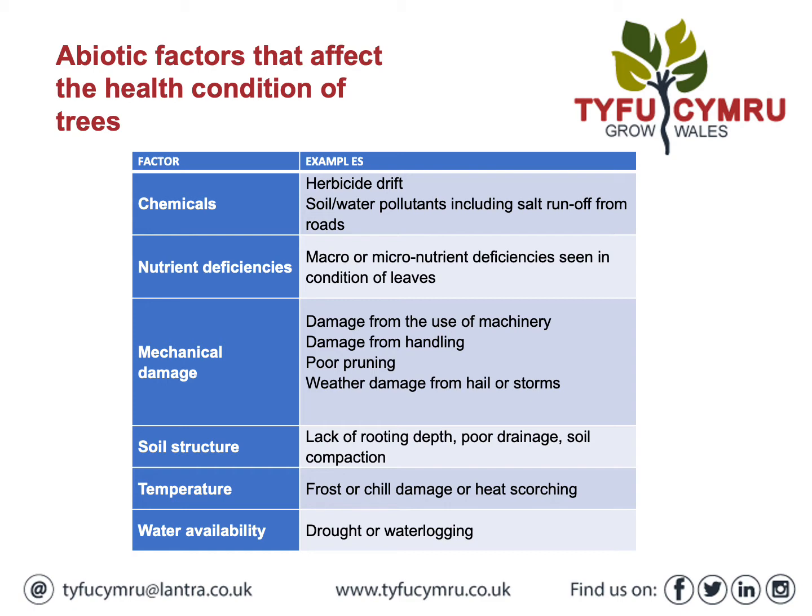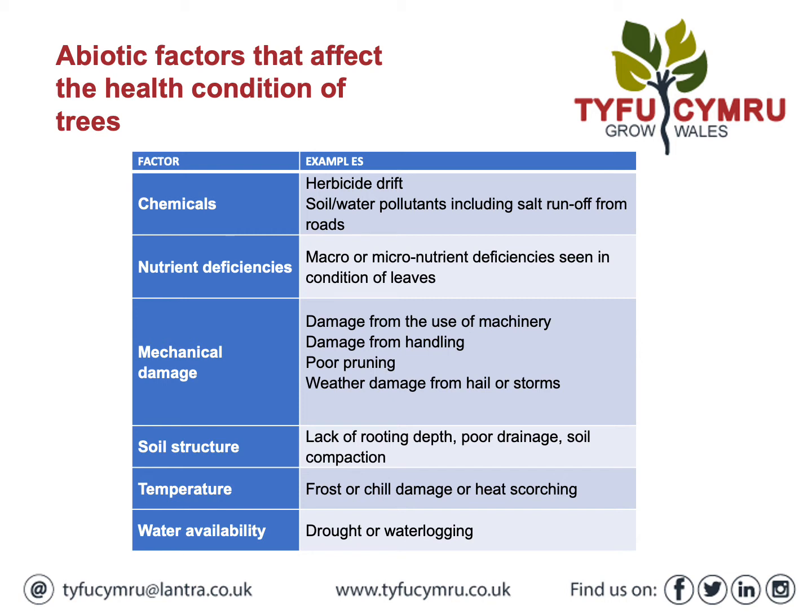It may be nutrient deficiencies, and macro or micronutrient deficiencies are often shown up in the condition of leaves. Might be mechanical damage, so damage that occurs from the use of machinery or damage from handling. Poor pruning can cause damage to the plants, or there might be weather damage, and hail or storms can cause the breakage of branches, but also holes in leaves.